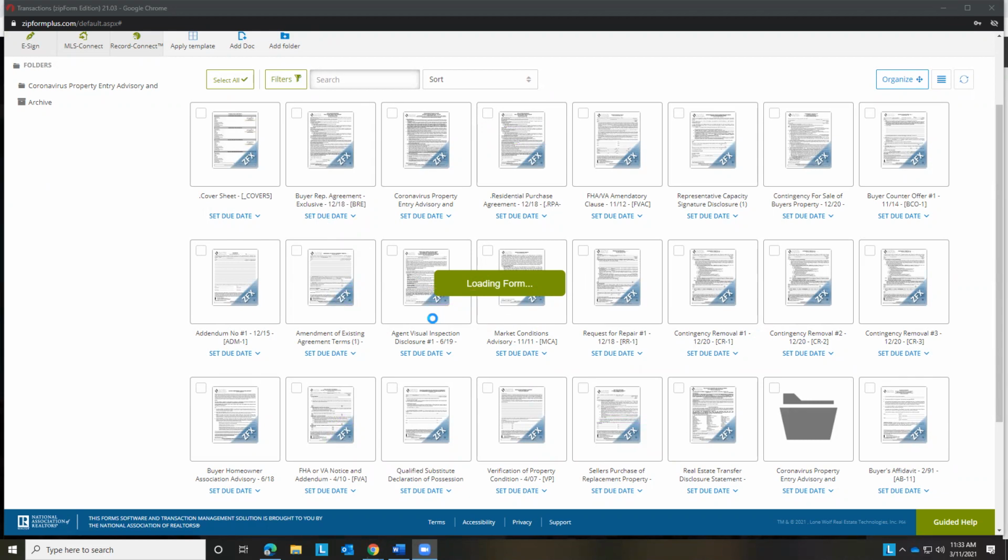Okay, on the SPQ and the TDS, actually on all of the disclosures, if they're not dated at the top of the page, technically all of those disclosures can be sent back because they're not filled out completely.